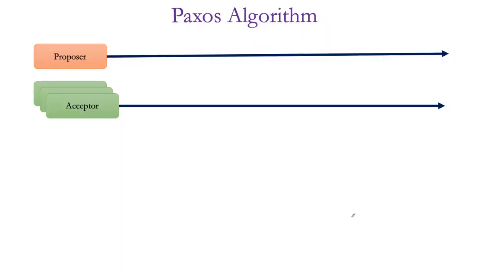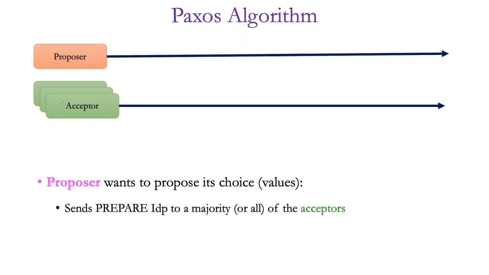As we said, there are proposers and acceptors. Proposers want to propose a choice or a value. That means, whether you want to go to dinner or go to a movie, that becomes the value here. Then the proposer sends the proposer ID to the majority of the acceptors in the network, or maybe all of the acceptors in the network, and then waits for their response.